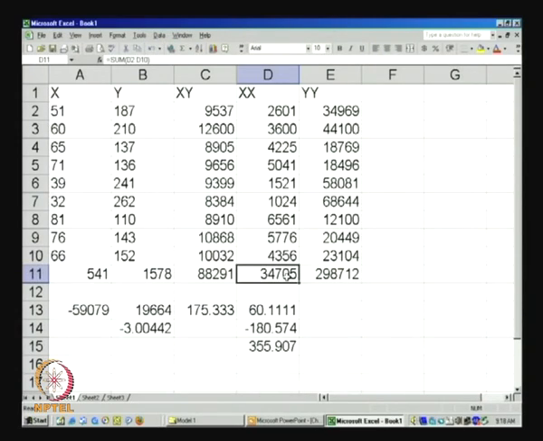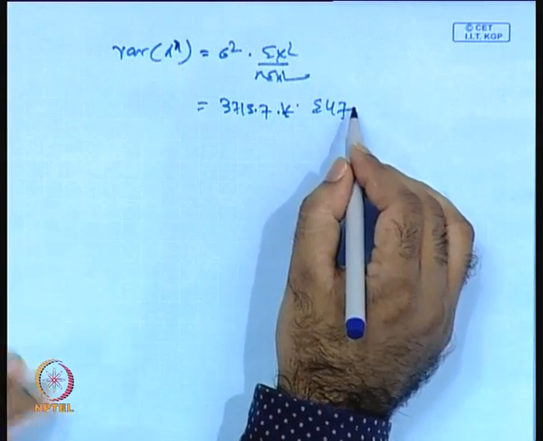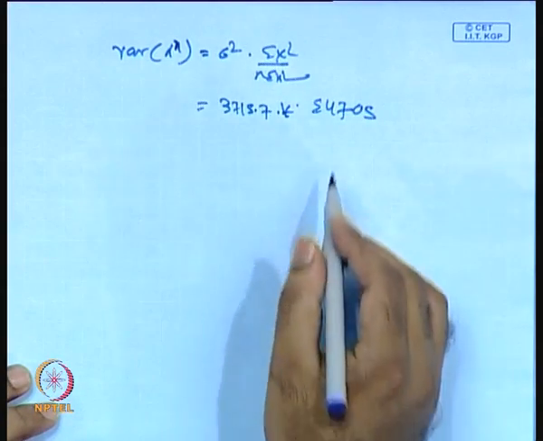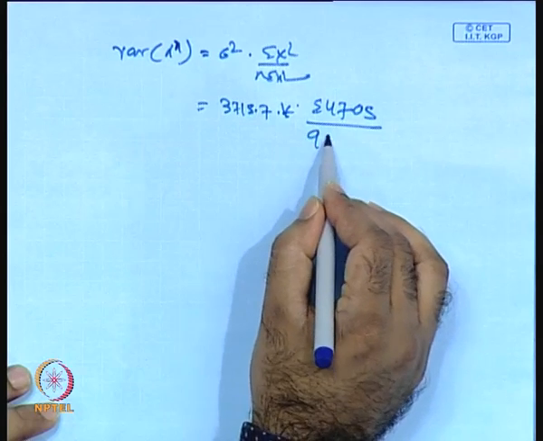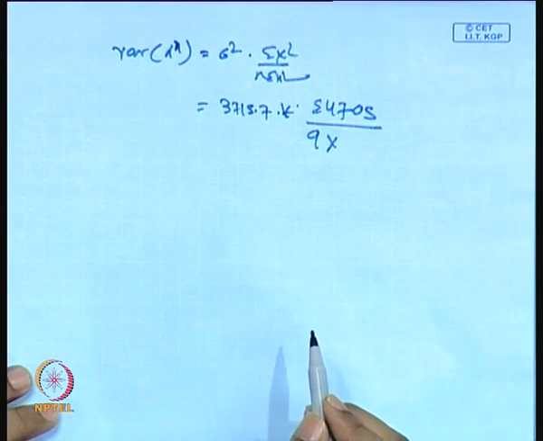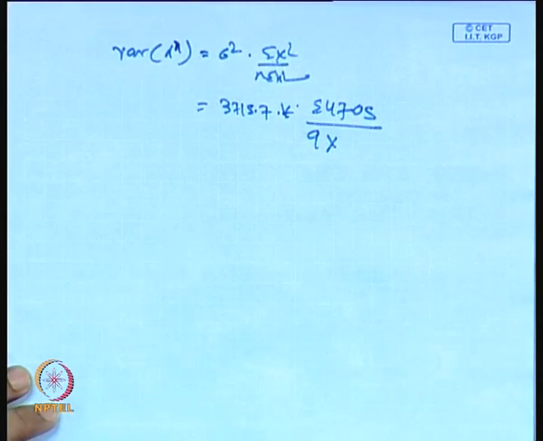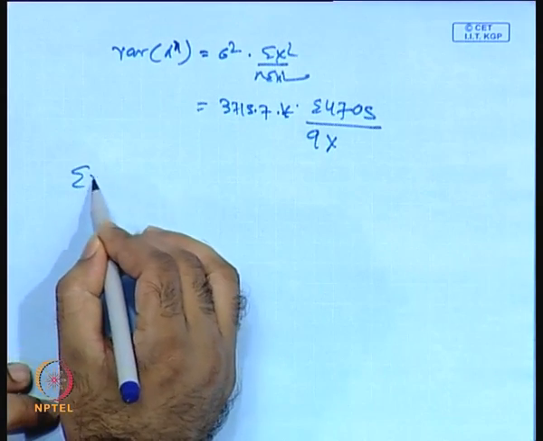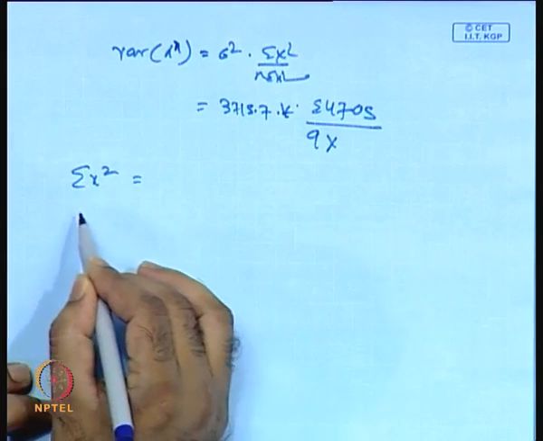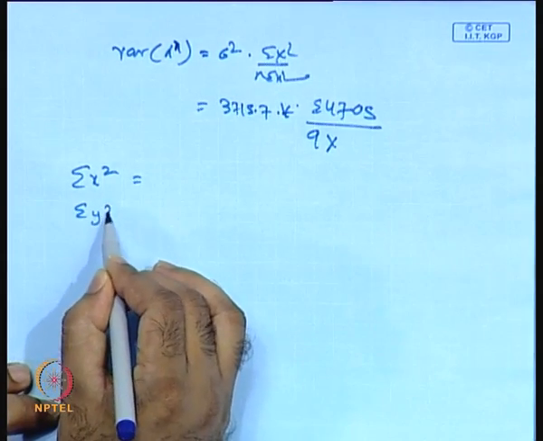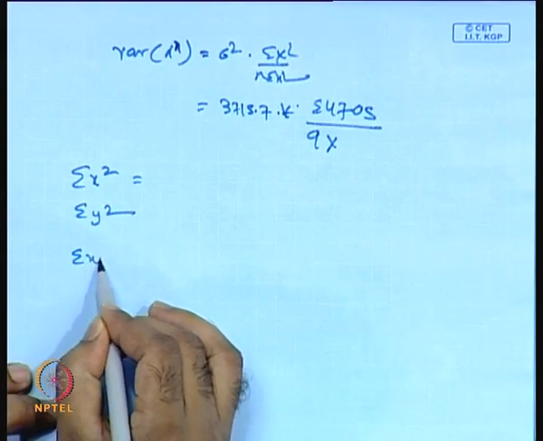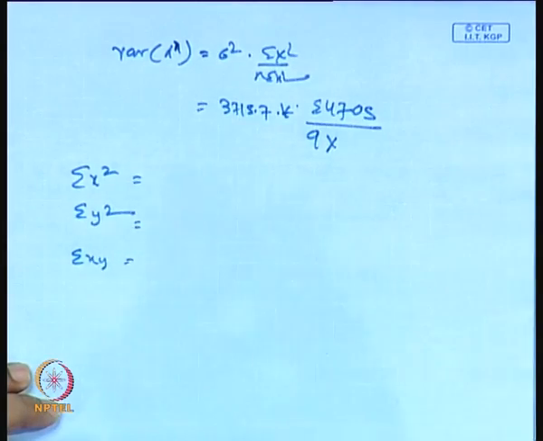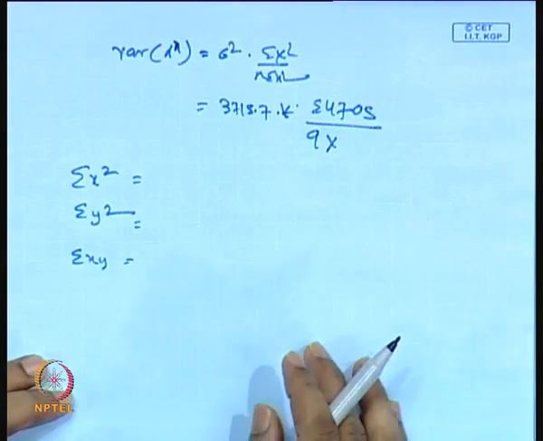So, this is into 34705 divided by n summation x square into 9. So what we have to do is first calculate summation x square, then summation y square, then summation x y. There is a standard formula, otherwise we are unnecessarily wasting time.